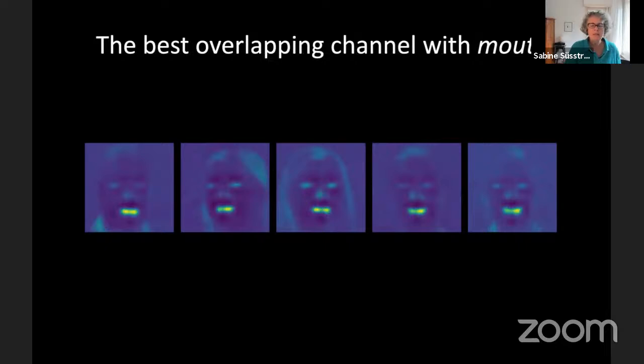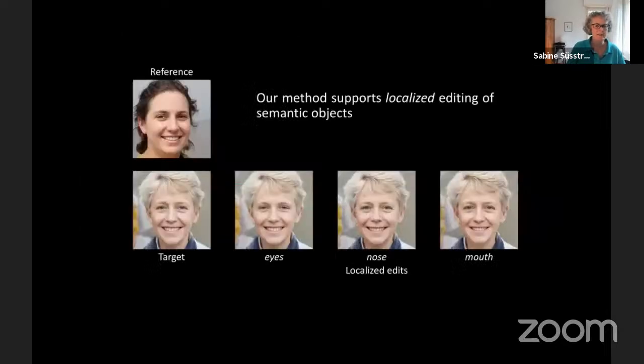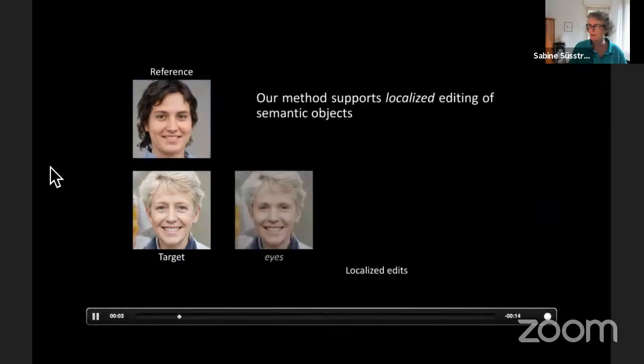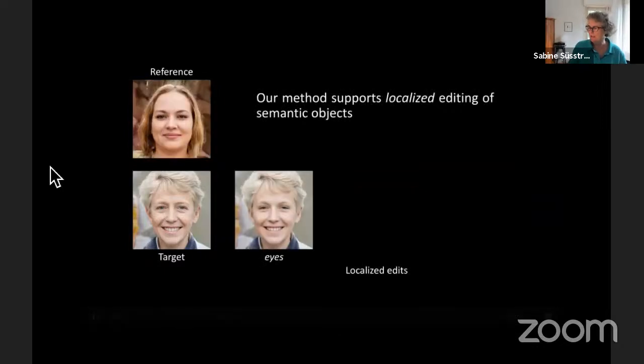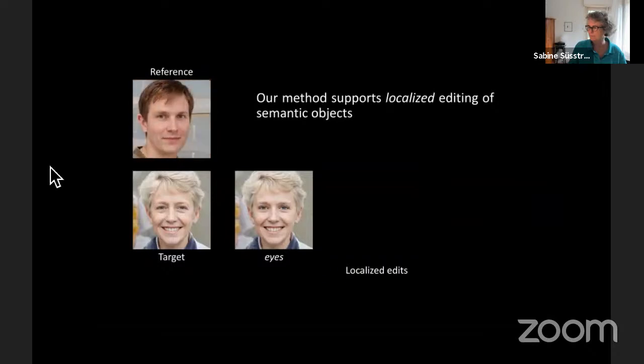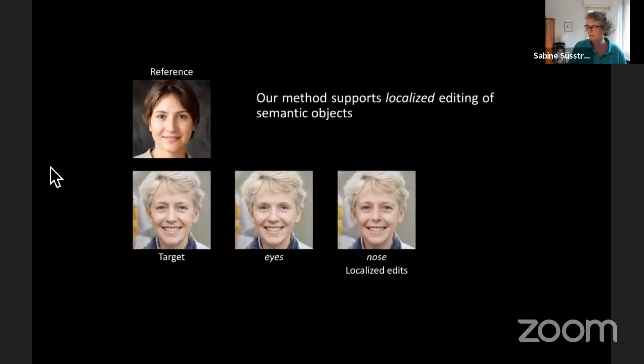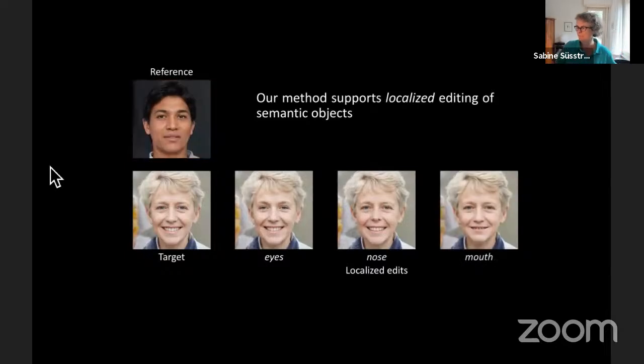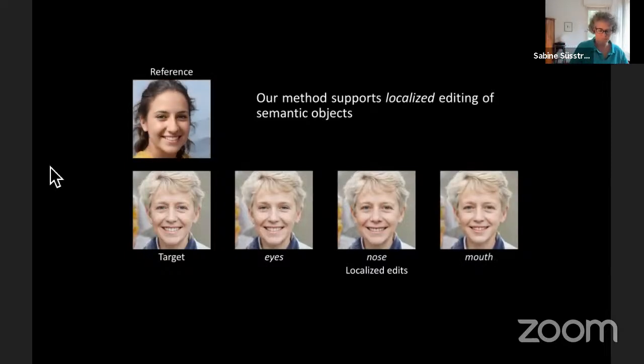So, and now by manipulating these channels, i.e. by interpreting these channels between two outputs of the GAN, we can actually now do this localized editing that I showed you before. And I just show it to you one more time. Look at the eyes changing, the nose changing, and the mouth changing.